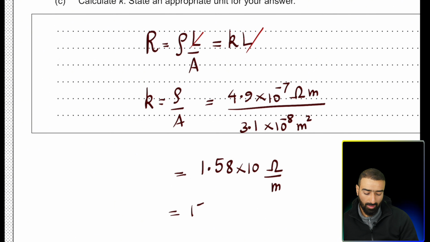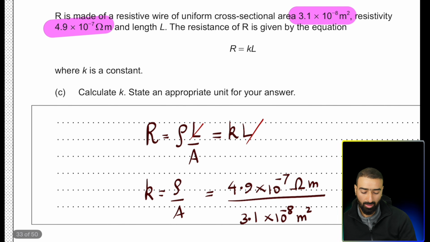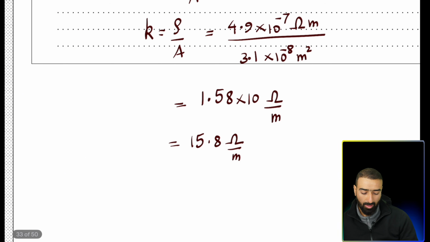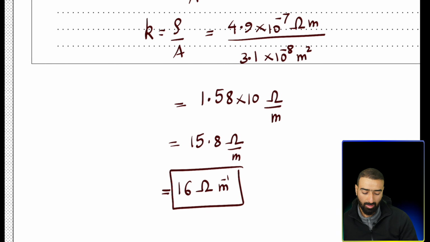That is 15.8 ohm per meter. Since the input data has only two significant digits, 4.9, that's just 2, we will approximate this to two significant figures. That's 16 ohm per meter. Okay, that solves this part of the problem.